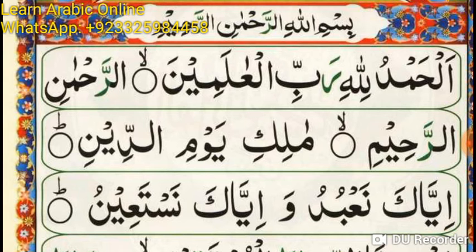Ar-Rahimi. Now again you see that in Ar-Rahimi there is a shadda on Ra, which is two letters, two Ra. So this time you will have to join Ra with the previous vowel, and that vowel is under the noon, which is Kasra. So it will become Nir. So, Bismillahirrahmanirrahim.